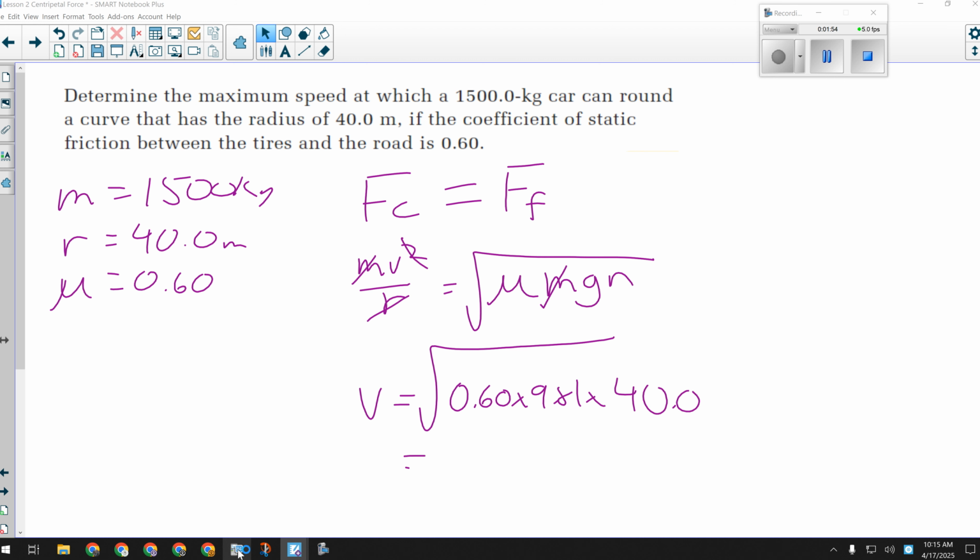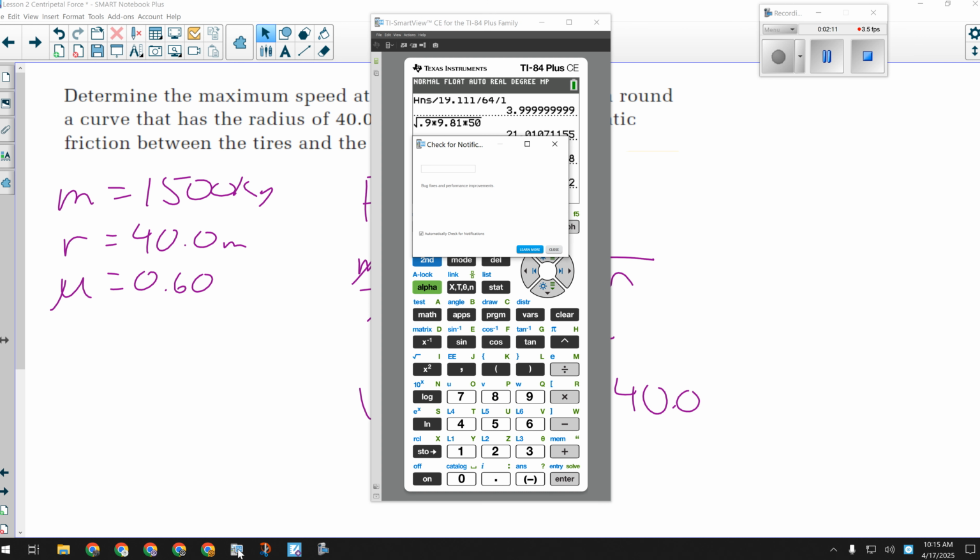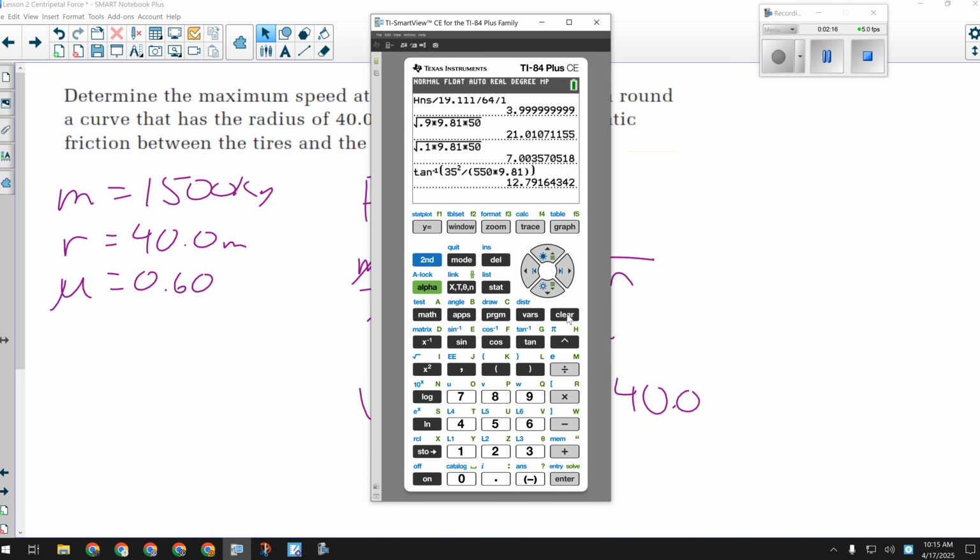Forgot to start my calculator. Okay, so we are going to take the square root of 0.6 times 9.81 times 40. So, the maximum speed that that car could negotiate that corner at will be 15 meters per second.